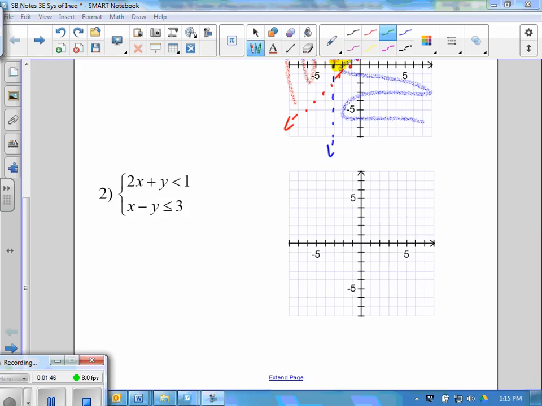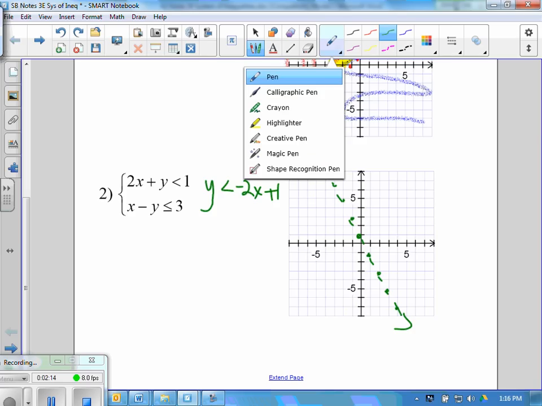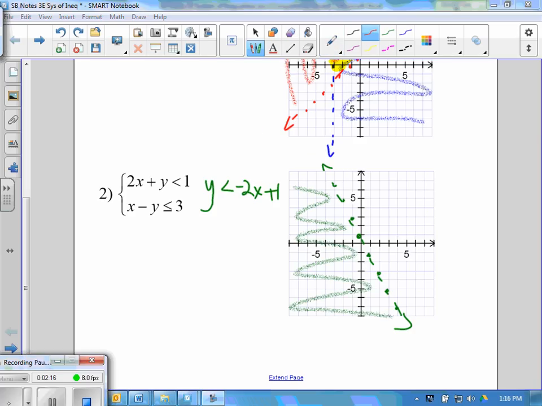For the next example, we're going to need to solve for y. So we're going to move our 2x over, and that's going to make y less than -2x plus 1. Which gives us a y-intercept of 1 and a slope of -2. So we're going to go down 2 over 1. Think about whether or not this line should be solid or dotted. Because we do not have or equal to, it should be a dotted line. Again, consider your shading. We have a less than, so we should be shading below the line like this.